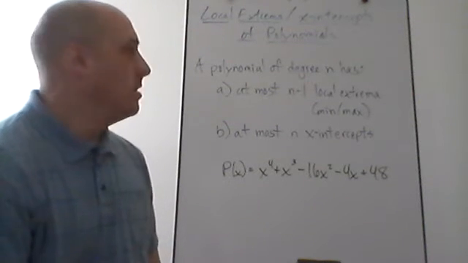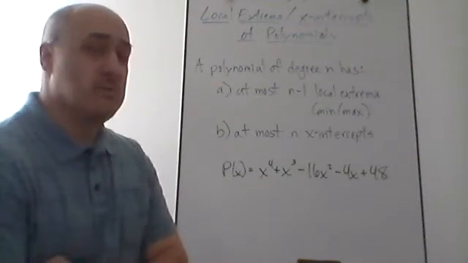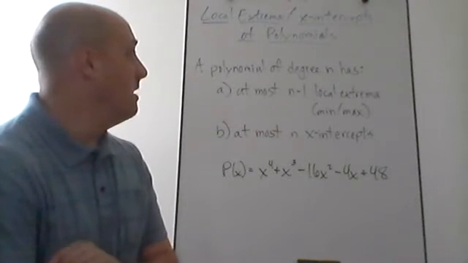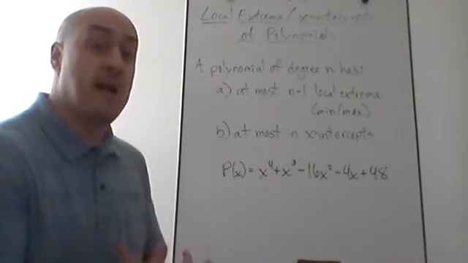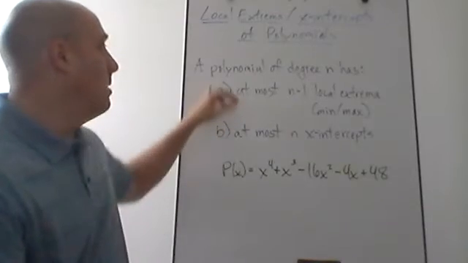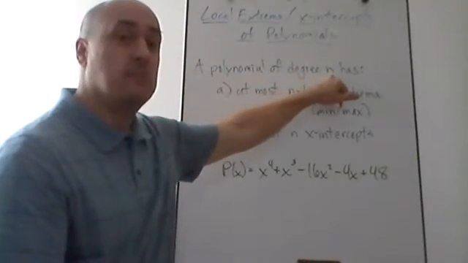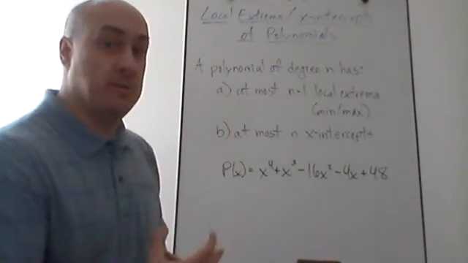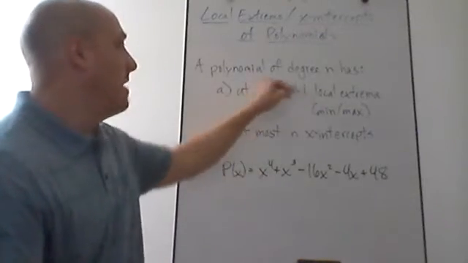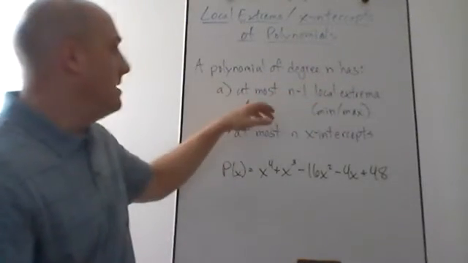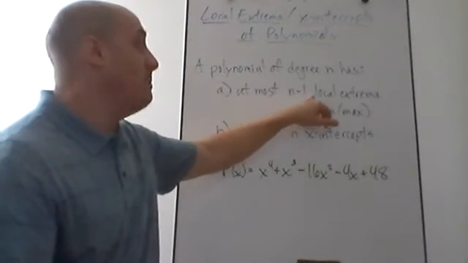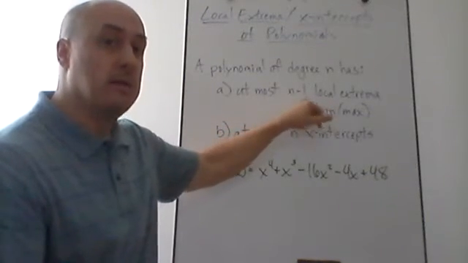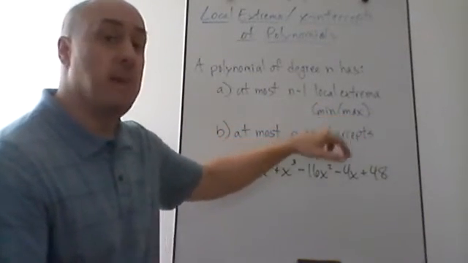In this video, we're going to talk real quick about the local extrema and the x-intercepts of the graphs of polynomial functions. So a polynomial of degree n, remember the degree means the highest exponent that polynomial has, is going to have at most n minus 1 local extrema. Now local extrema means local minimum and maximum points.